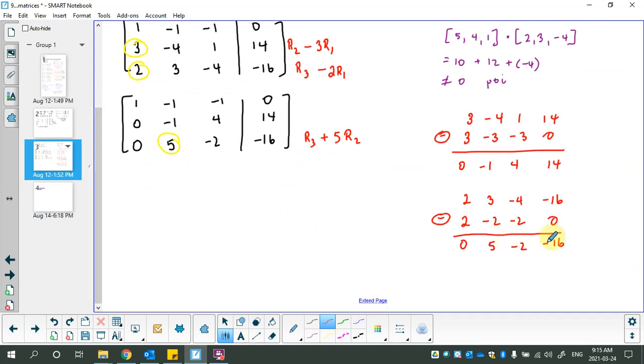So my row 3 is sitting right here, so I can save myself a little bit of time, and I can times by 5, times by 5, times by 5, oh crap. Times by 5. And I can do what I said I was going to do, which is add. So 0 plus 0, 5 plus negative 5, negative 2 plus 20, and negative 16 plus 70. So 18, 54.